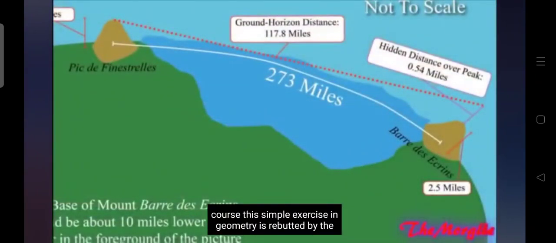Now, of course, this simple exercise in geometry is rebutted by the staunch clingers to the globe, who will first argue that you're stupid and crazy, but when that fails, they will simply argue refraction. They argue refraction causes the lighthouse to appear in a different position than it actually is, so the Earth is still a ball which only deceptively presents itself to us as a planar surface due to refraction.